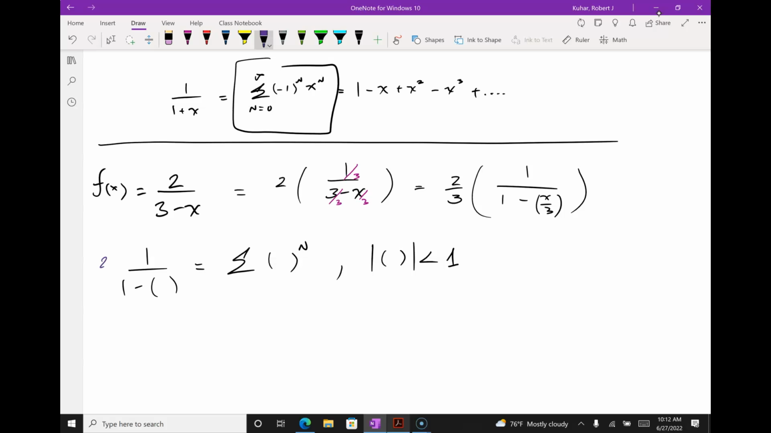Exactly. So I have 2/3 out here now, and what am I putting inside? I don't need this 2/3, sorry. Just what's inside: x over 3. I keep doing that. My brain is not working. But look at my radius of convergence now. My radius of convergence is within 3, right? x over 3 in absolute value.